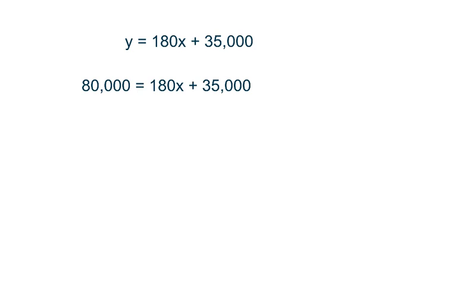We have this function that talks about distributing cans per week, but then we also found out that there was an additional 35,000 cans that were distributed on January 1st. So now the question is, we're going to try to determine how many years it will take for the food bank to hand out 80,000 cans of vegetables.